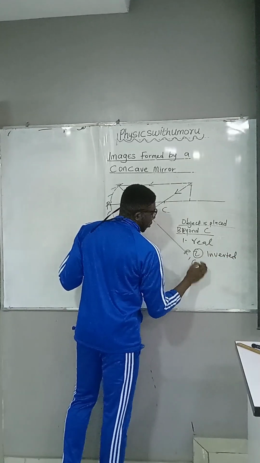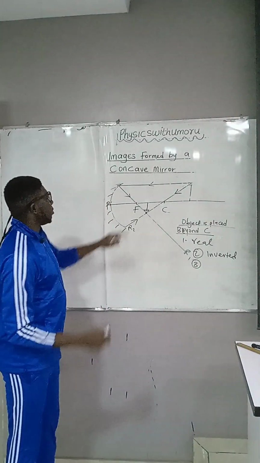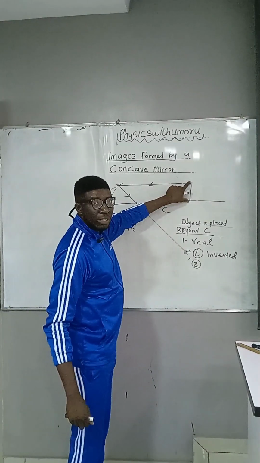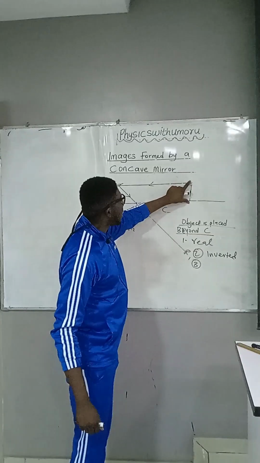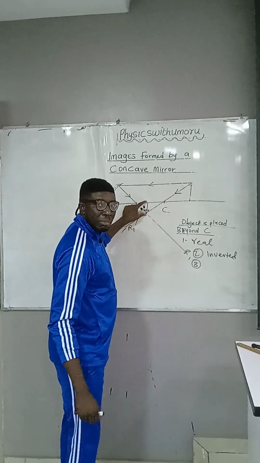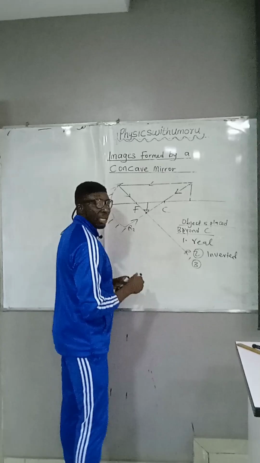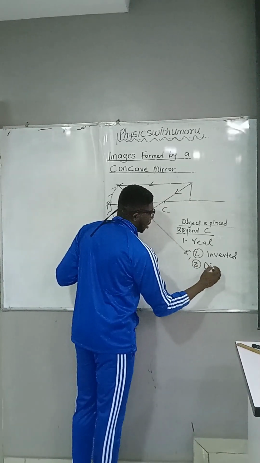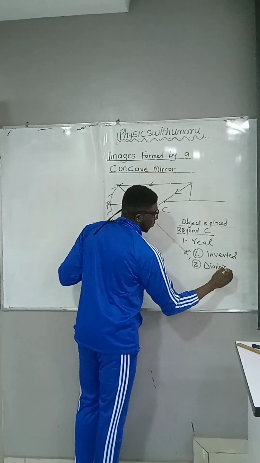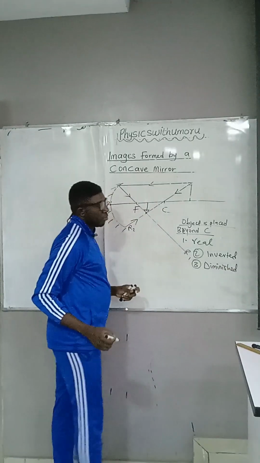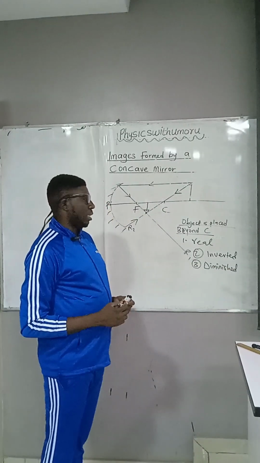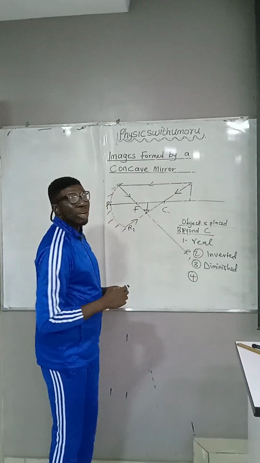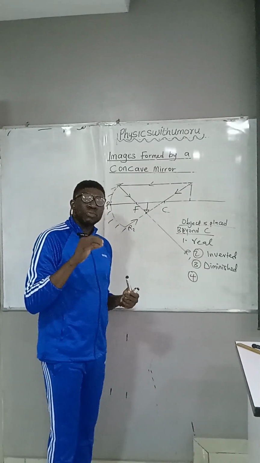Now, what can we say about the size? The size of this image formed. When you compare this size with the size of the object, you notice that the object is bigger than the image. Therefore, what can we say? That the image is smaller, so which means the image is diminished. The image is diminished.